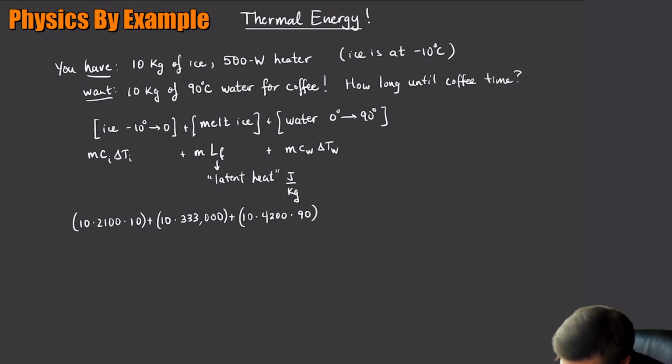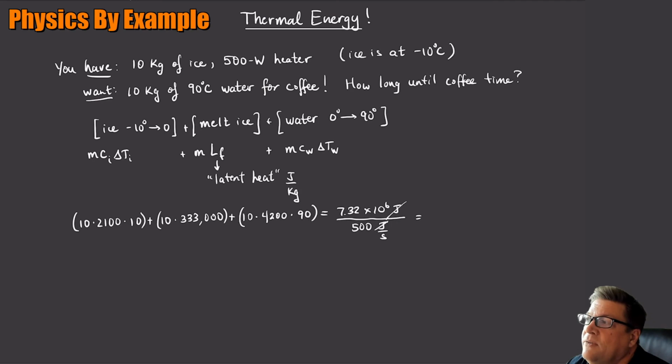So when you compute all of these together, what did I get? I got like 7.32 times 10 to the 6th joules. Okay, that's our energy budget. That's how much energy we need in order to get the ice up to hot water for making coffee. The problem is our heater is only a 500 watt heater. So if we divide by 500 watts, which is 500 joules per second, that's how we get time. So if you divide these things out, I get 14,640 seconds. That's a lot of seconds. It's like 4 hours.